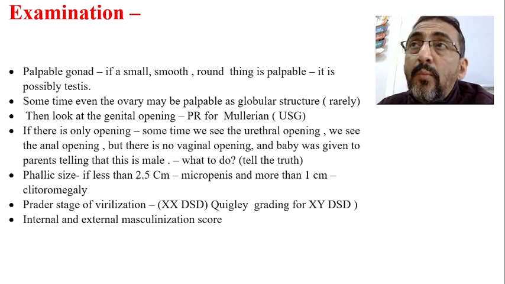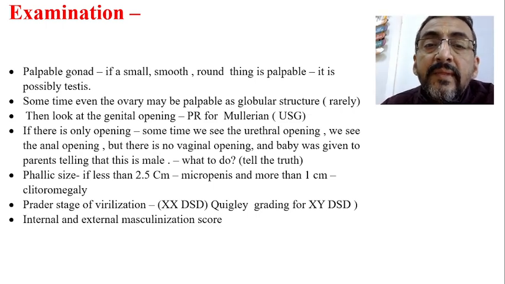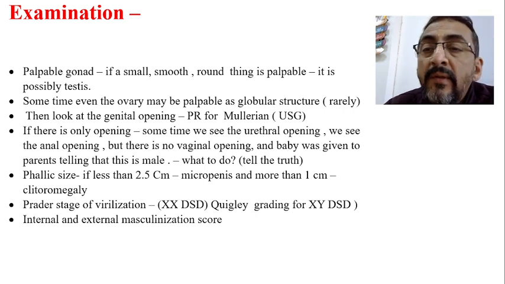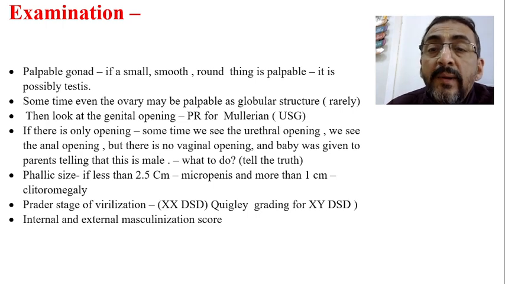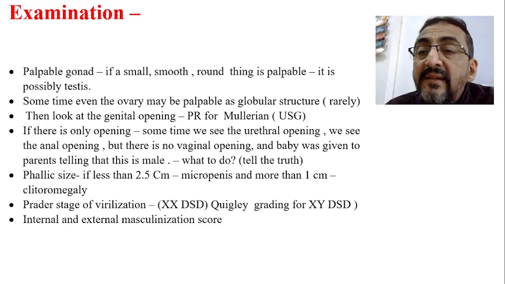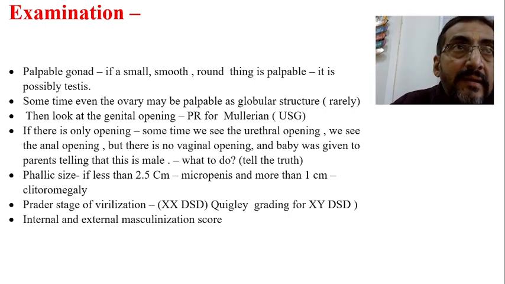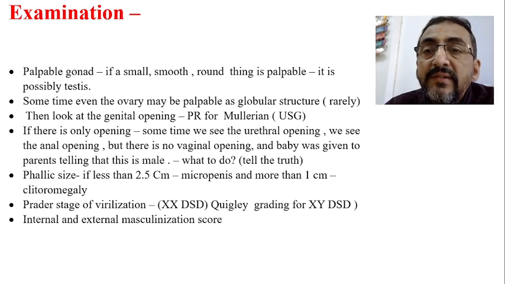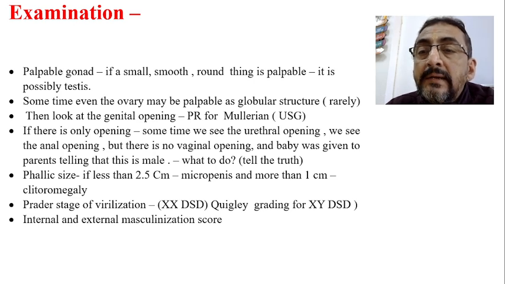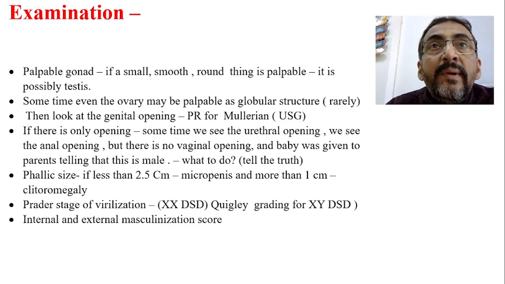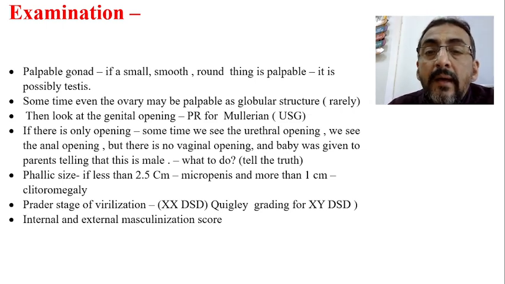Now, suppose there is only one opening. Sometimes we see the urethral opening, and sometimes we see the anal opening, but there is no vaginal opening. The baby has been given to the parents telling them that this is a male. So what to do now? This is a real practical problem that we face. The baby's delivery has taken place, and there is only one opening seen in the vestibular part, and posteriorly there is an anal opening.